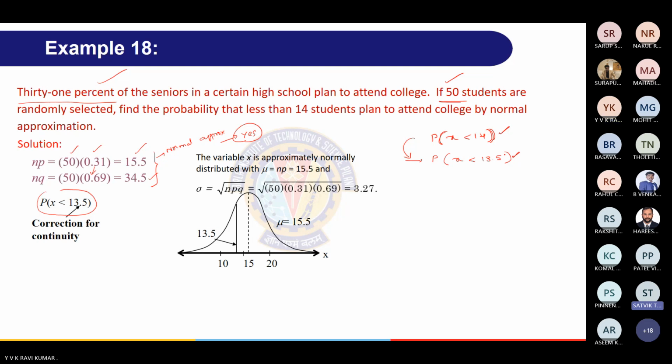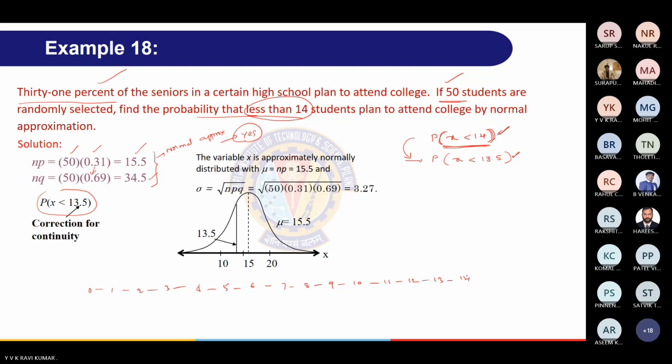Could you explain the correction for continuity? Why is this reduced? Why minus 0.5 is done from 14? No, if you see, actually it's continuous, right? Suppose if you take 1 minute, I'll write like this. Here, less than 14 students means X1 we need to take 14. Greater than means 15 we need to start instead of 13, right? Less than 14, right? P(X less than 14), right?